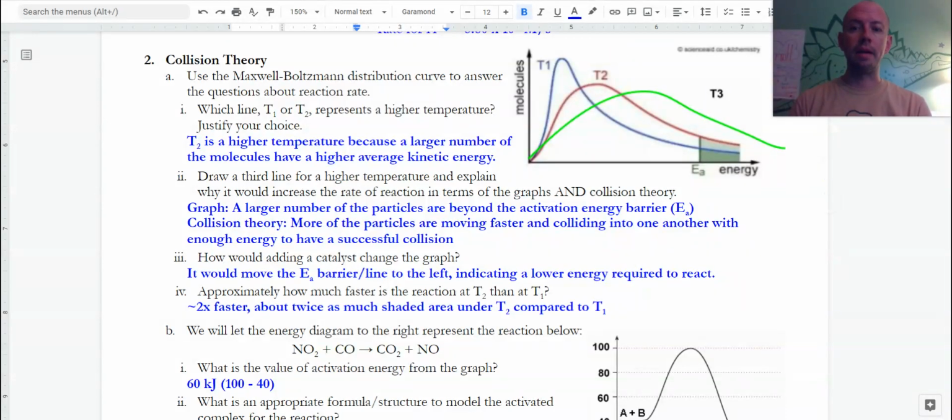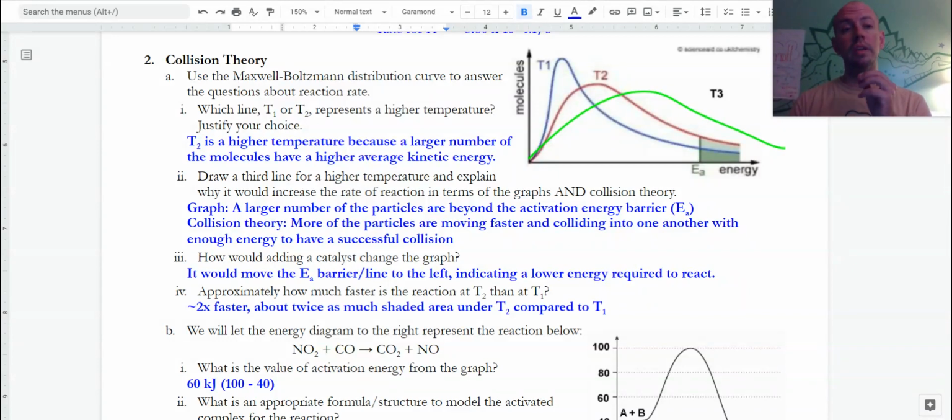And then why would it increase the reaction rate in terms of the graphs and kinetic or collision theory? In terms of the graphs, there's a vertical line right there that's labeled the activation energy. Only the small fraction under the blue line can react at temperature 1. The larger fraction under the red line can react at temperature 2. And this whole chunk right here could react at temperature 3. More particles beyond the activation energy.